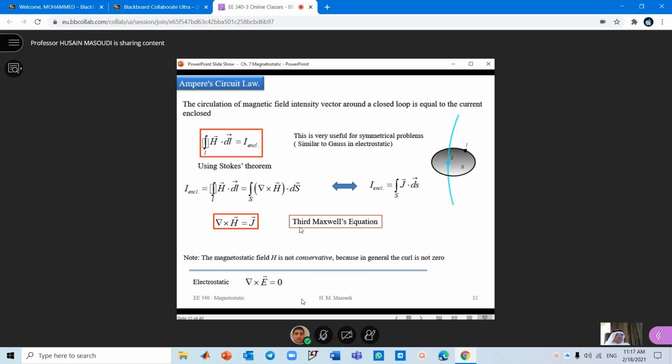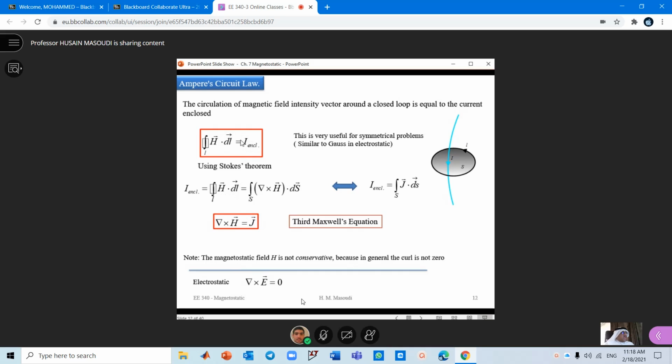This is the third Maxwell's equation. Again, they are separate. This is electric and this is magnetic. When we talked about this, we said that there is no magnetic field in the space, so we took only the electric part of it. And here also, we are saying that there is no magnetic field in the space. We are assuming that it's zero. So two separate concepts, but the equations are similar to each other.